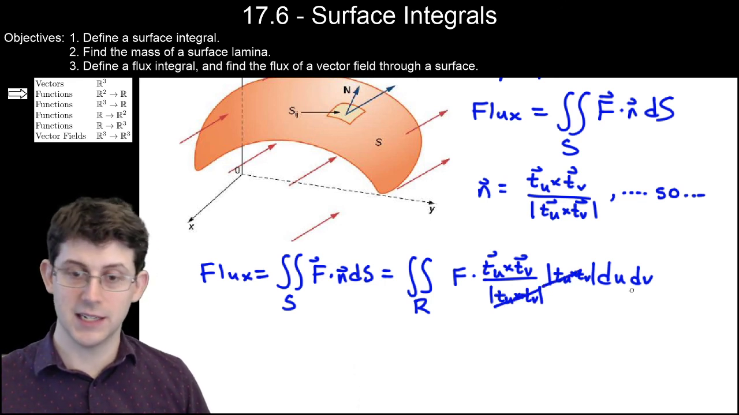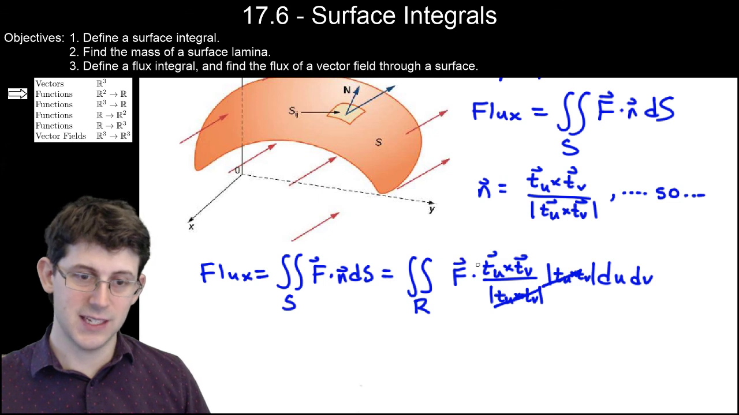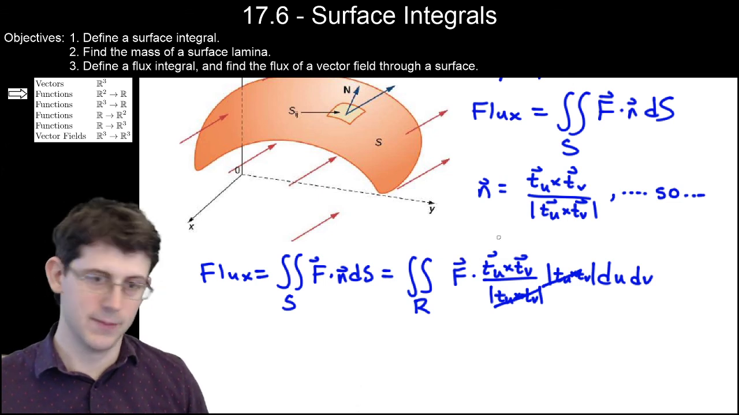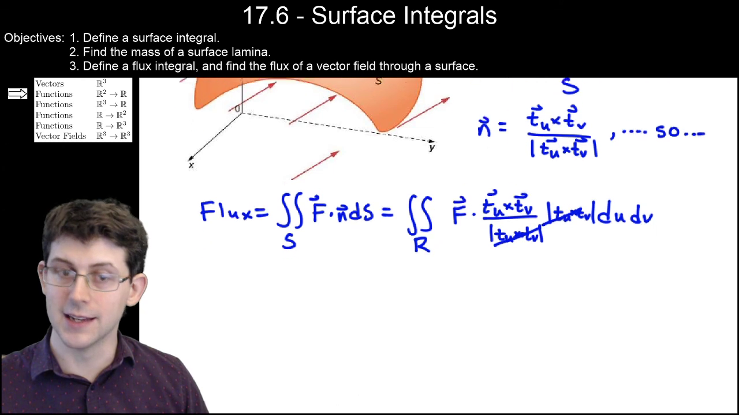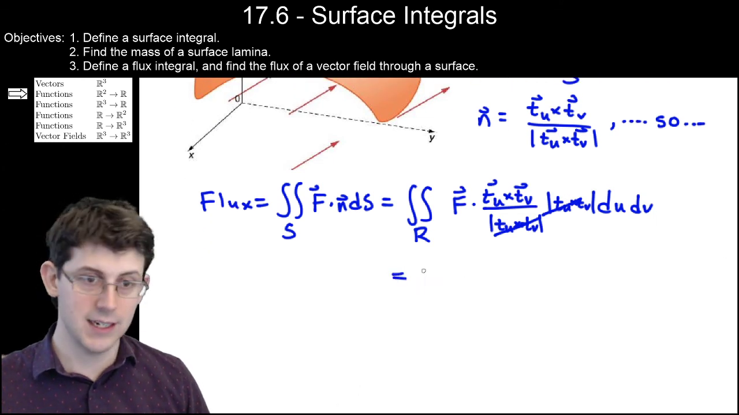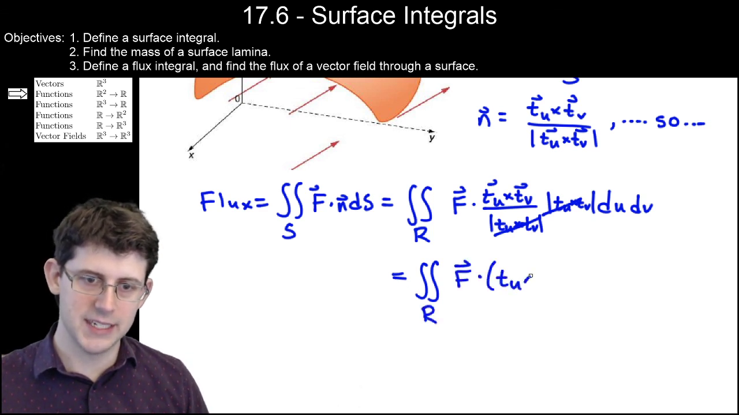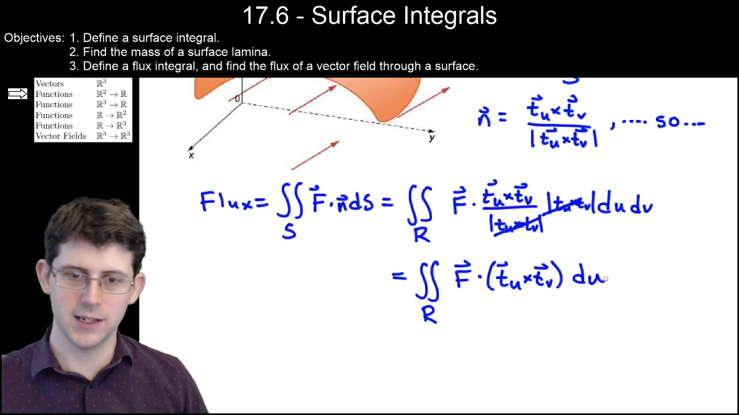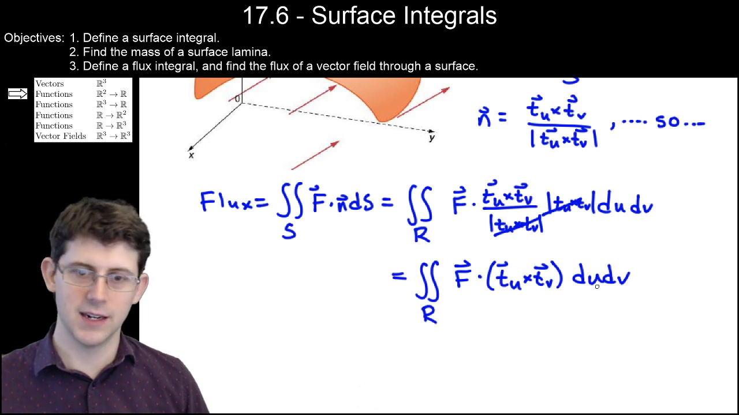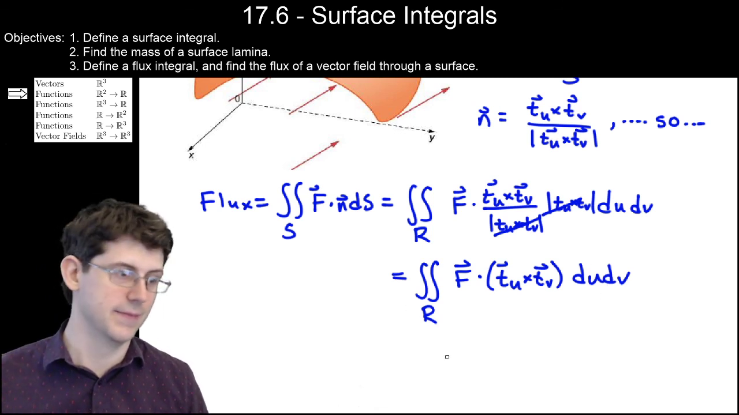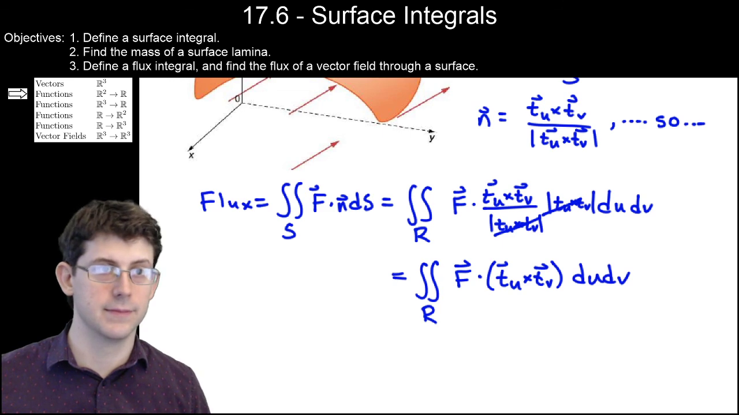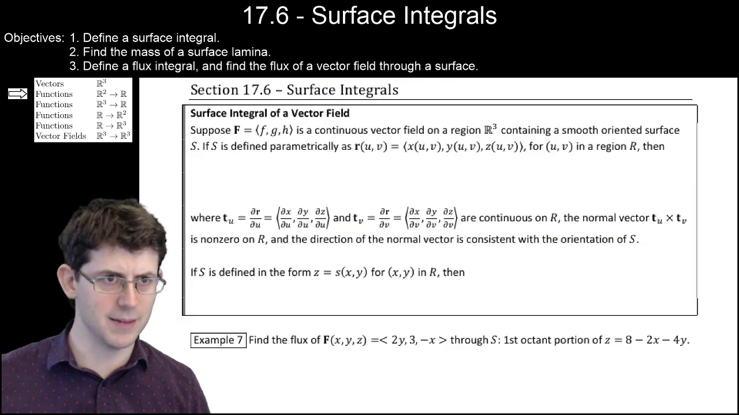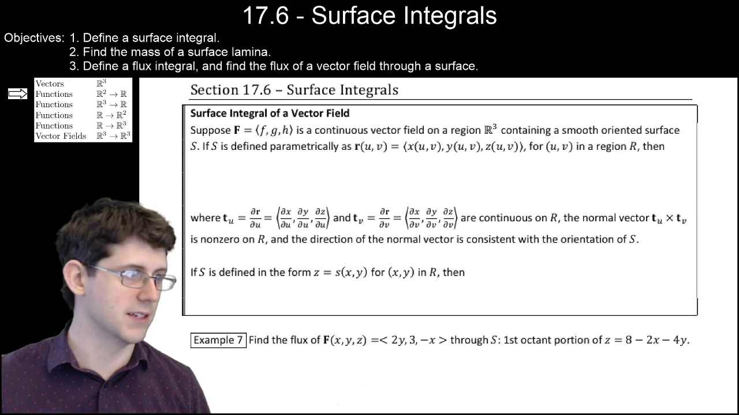So these cancel, and we get to just do a uv integral. You still have to do the cross product, but there's no finding its magnitude at the end. So this flux integral can be found by just doing vector field dot tu cross tv with no magnitude calculation. And then your integral ends up in the uv plane. I think I can put this in a box, hopefully. Yes, so here's the box.